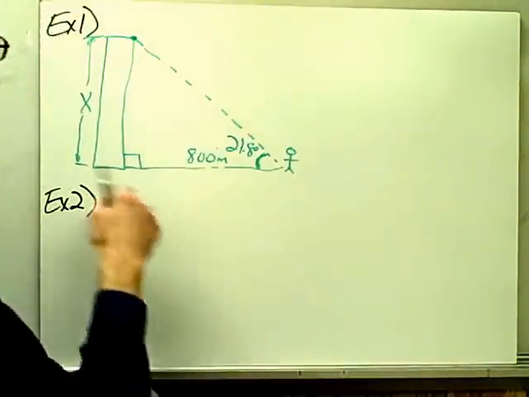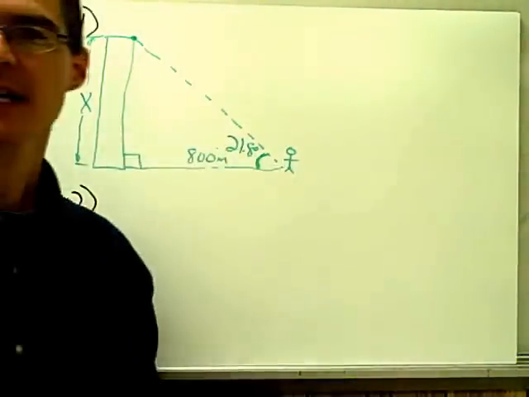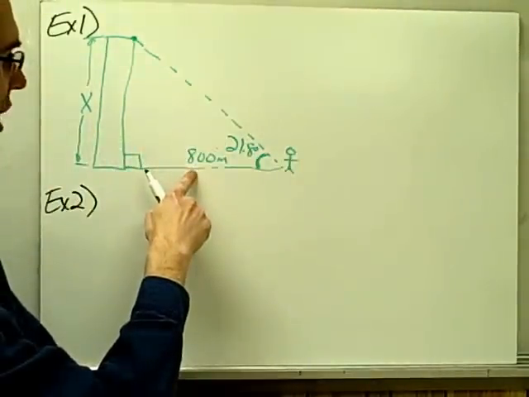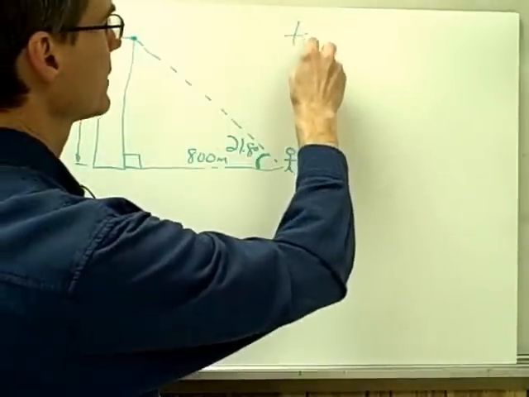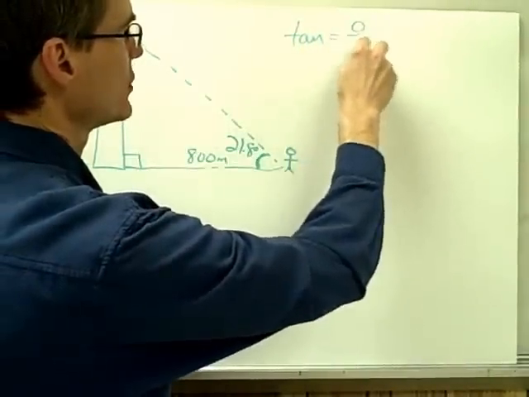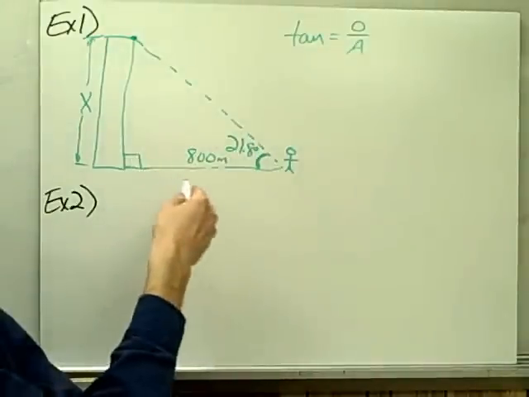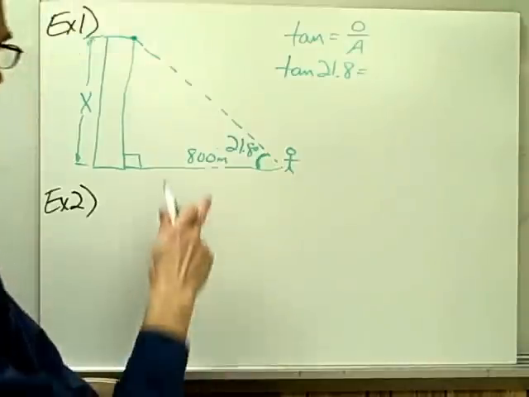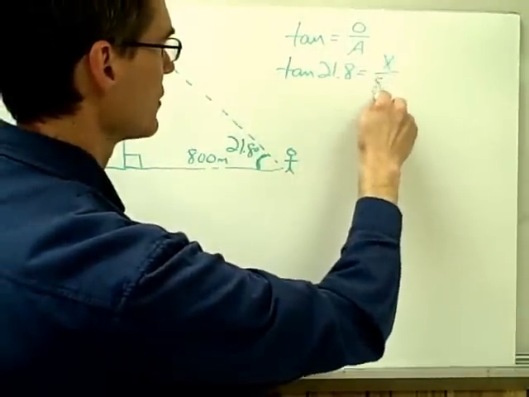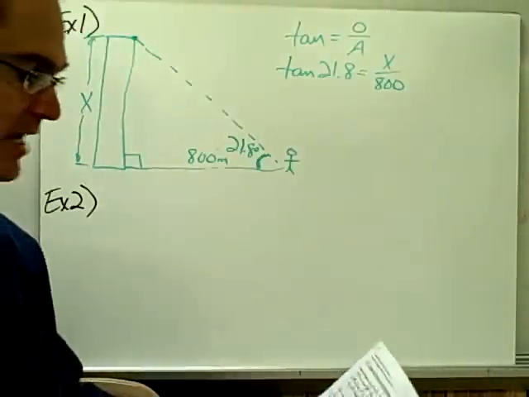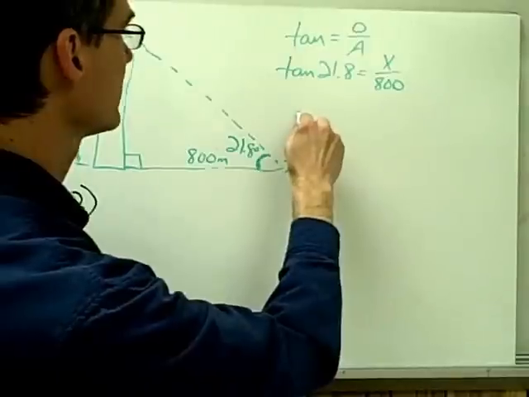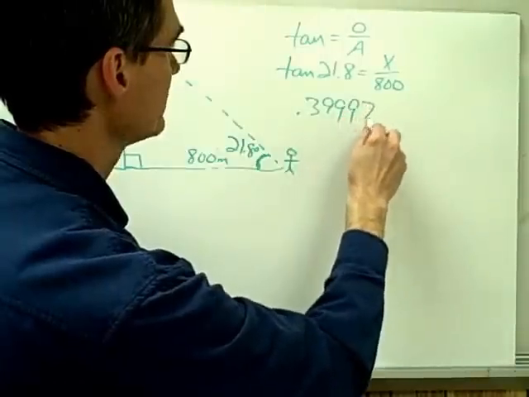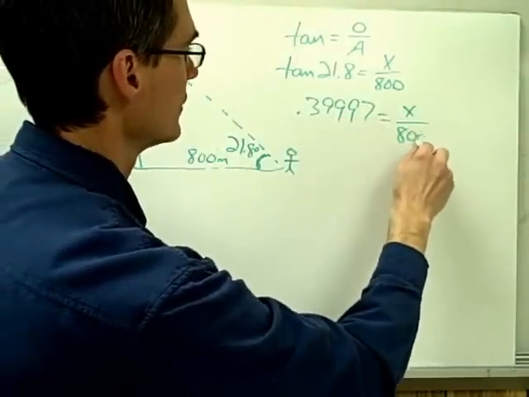of the right triangle. So now I can set this up just like I did all my other right triangle problems. I've got an angle. I'm looking for the opposite side. I have the adjacent side. Well, that means I'm going to be using my tangent ratio, which is opposite over adjacent. I fill in my information. Tangent of 21.8 degrees is opposite over adjacent. That's x over 800. I take the tangent of 21.8 degrees, and I get 0.39997 equals x over 800.